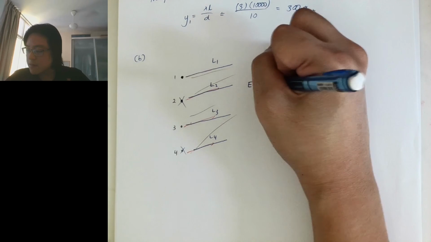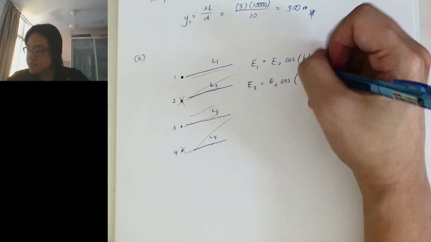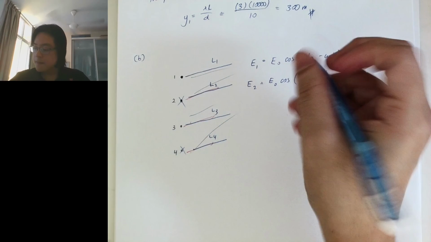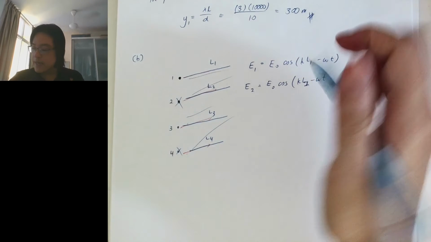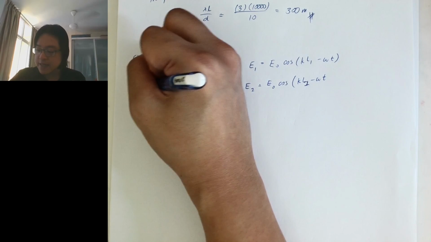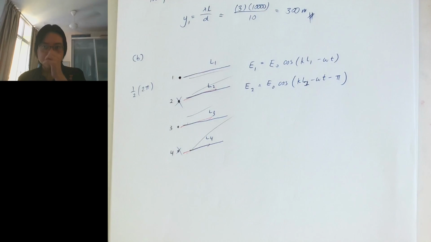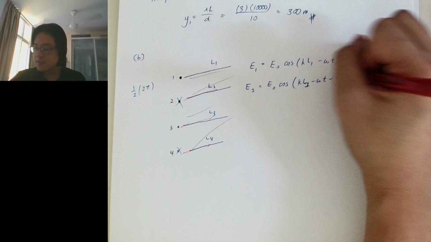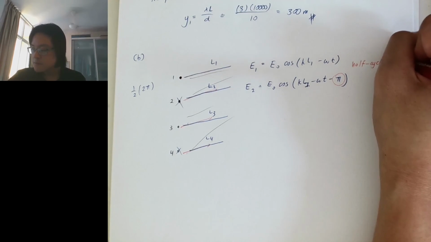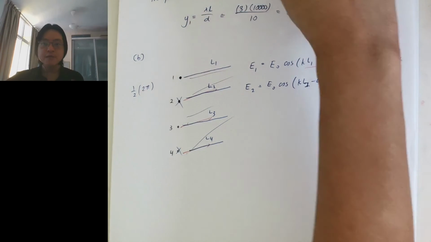So the second tower has malfunctioned. So the second tower will have the equation given by what? Well, it travels distance, so KL2 minus omega t, sorry. But now I have half a cycle out of phase. So half a cycle is half of 2 pi, so it is out of phase by pi. Okay, so this is the half cycle out of phase with light 1.